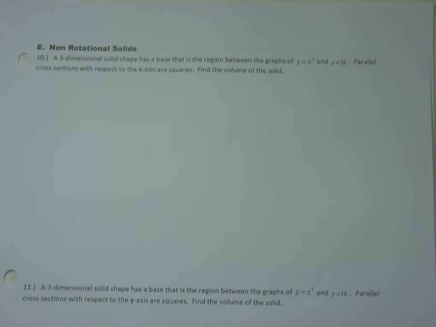Here we go. A three-dimensional solid has a shape that the base is in the region between the graphs of y equals x squared and y equals 16. Parallel cross sections with respect to the x-axis are squares. Find the volume of the solid.